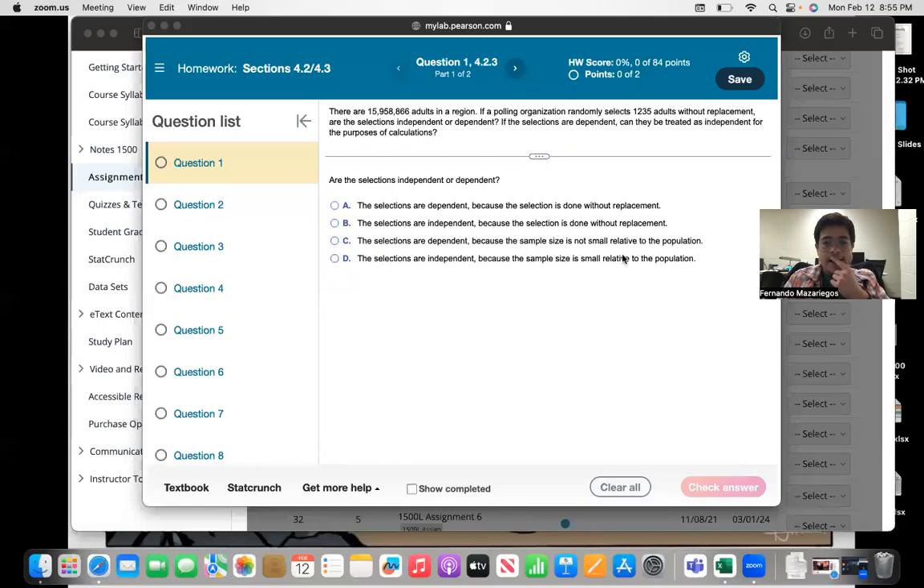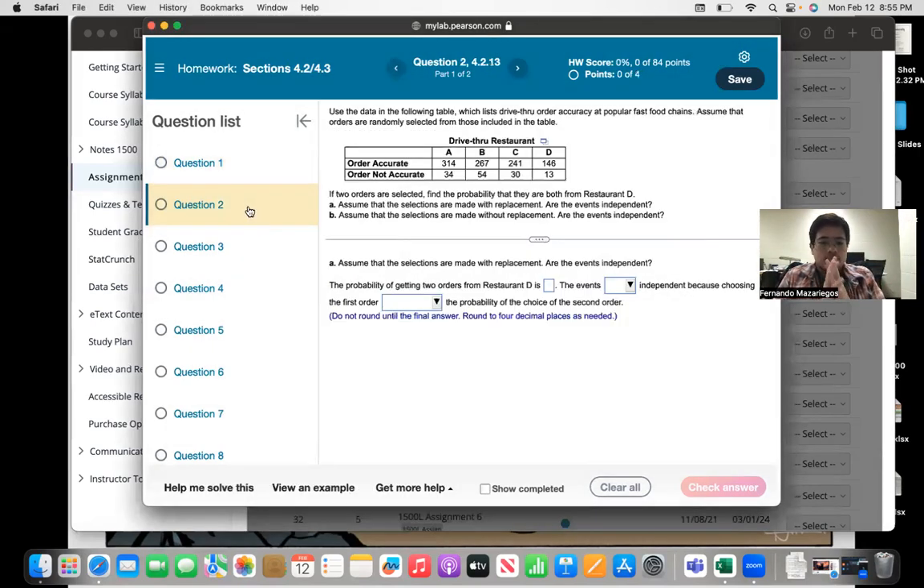I stopped sharing. Let me share my screen again. There we go. So let's work on question number 2. Yes. So here we have another table. If 2 orders are selected, find the probability that they are both from restaurant D. But now we have 2 different experiments. The first one is with replacement, and the second one is without replacement.